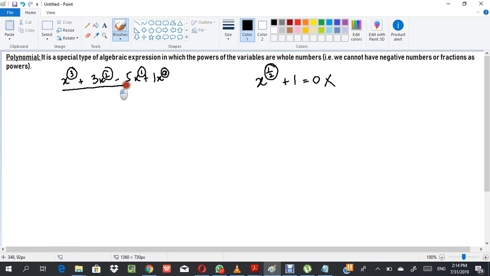So in this polynomial, we can see that x has a lot of powers. We have x to the power of 3 as well. We have 2, we have 1, we have 0. The highest power of x in this polynomial is 3. Therefore, the degree of this polynomial is going to be 3. So we'll write this down.